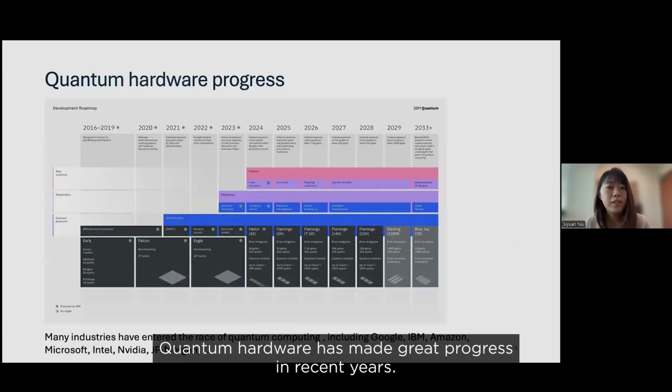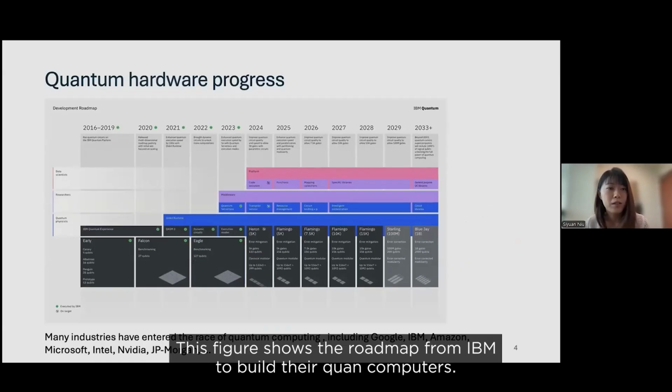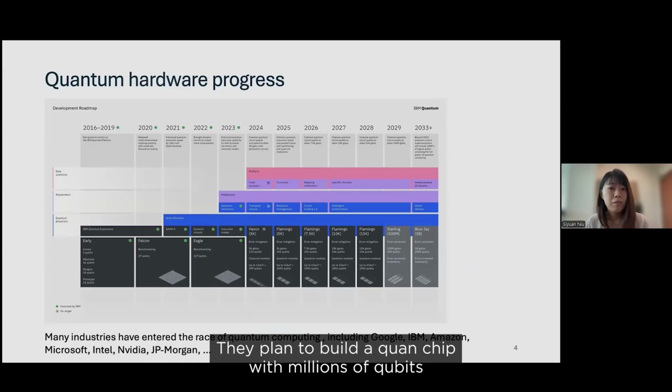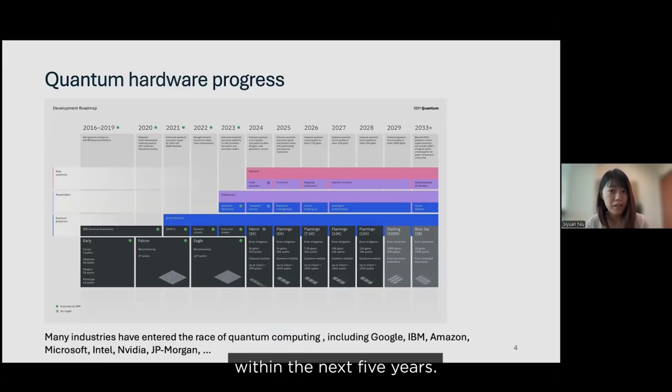Quantum hardware has made great progress in recent years. This figure shows the roadmap from IBM to build their quantum computers. They plan to build a quantum chip with millions of qubits within the next 5 years.